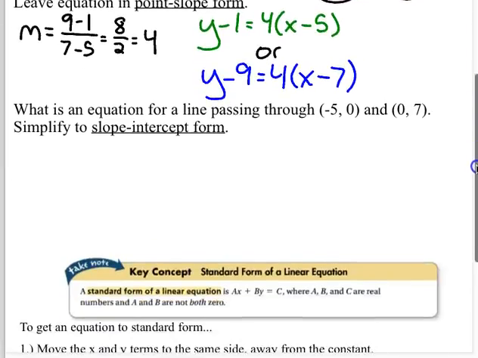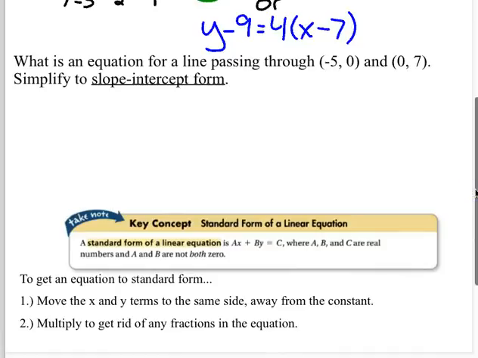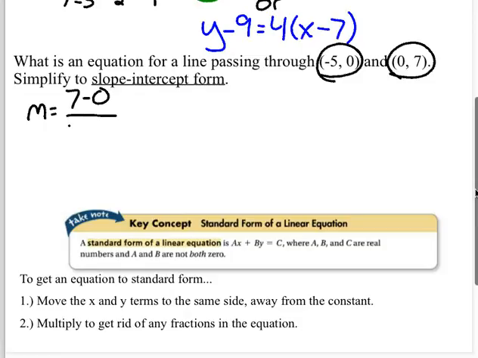So let's practice the same skill. I'm given 2 points. So let's look at the slope: y2 minus y1 over x2 minus x1. And I'm going to get 7 over 5 because subtracting a negative is the same thing as adding. So when I go to write this, okay, so that's my m.